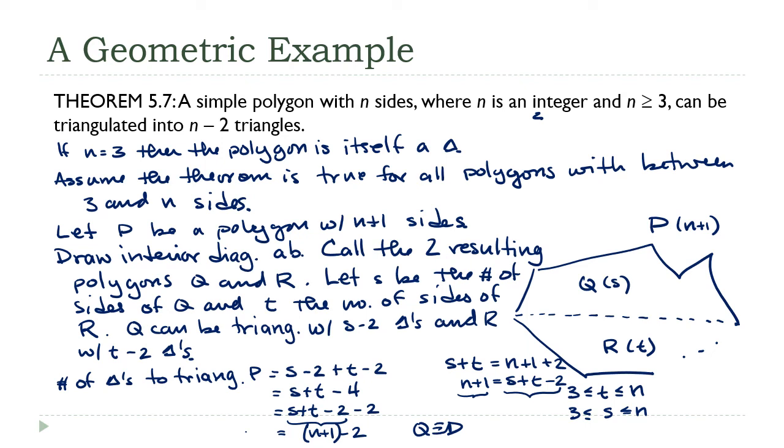Okay, so let's take a step back here and think about why strong induction rather than just mathematical induction was the tool for this job. When I drew this diagonal here, I know I made two smaller polygons, but I didn't know how much smaller. And this is why it wouldn't have been sufficient just to know that I could do the triangulation with polygons one side smaller. I had to know it was possible to do it with any smaller size. Okay, so that's a nice little geometric proof.